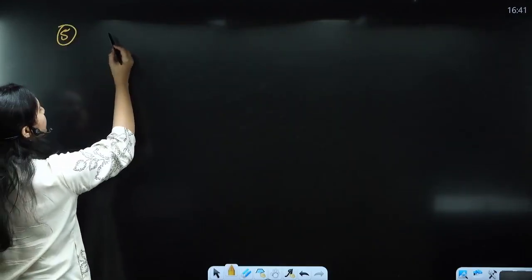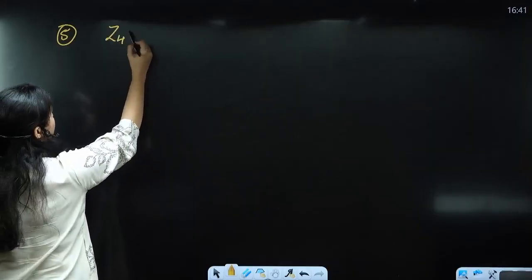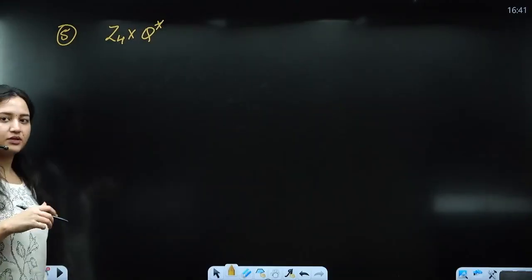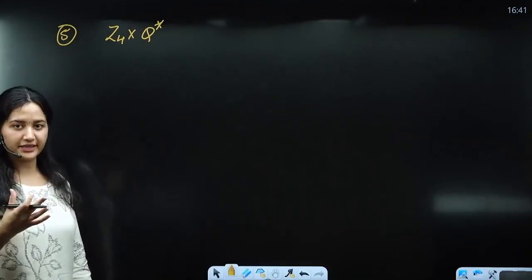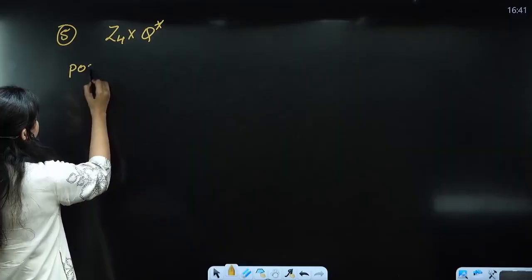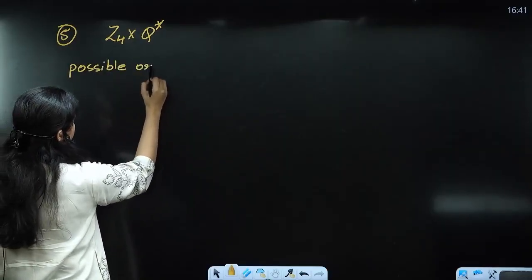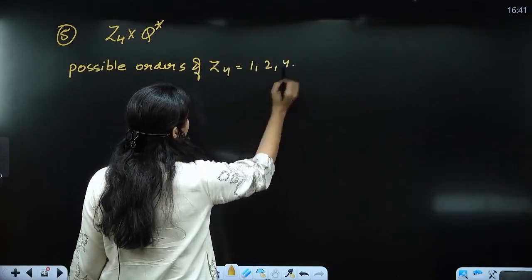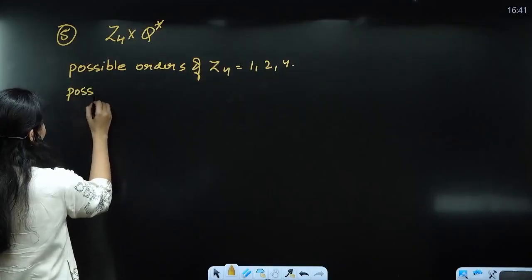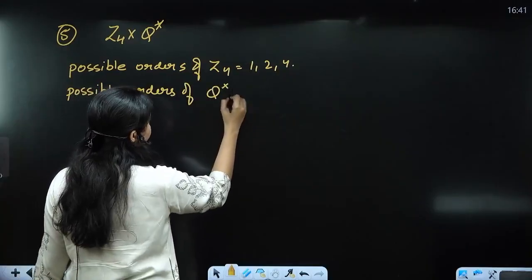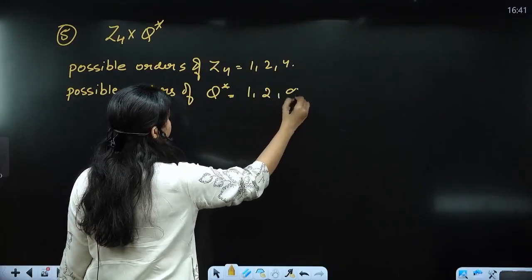Next, I guess this is the 5th group we are taking, Z4 cross Q star. Now if we remember, Q star is a group of rational numbers with respect to multiplication, right? So possible orders of Z4 are 1, 2 and 4, and possible orders of Q star are 1, 2 and infinity, right?